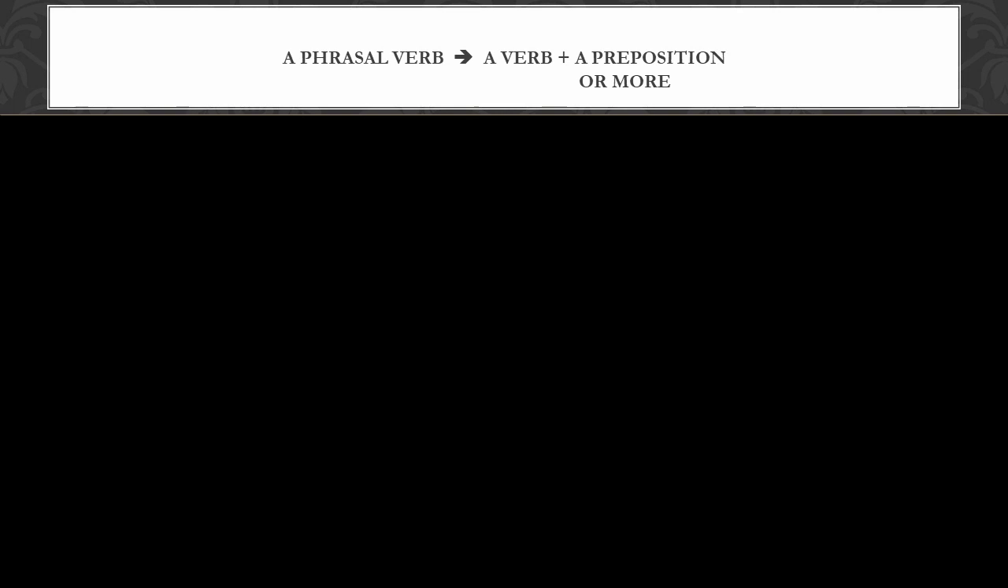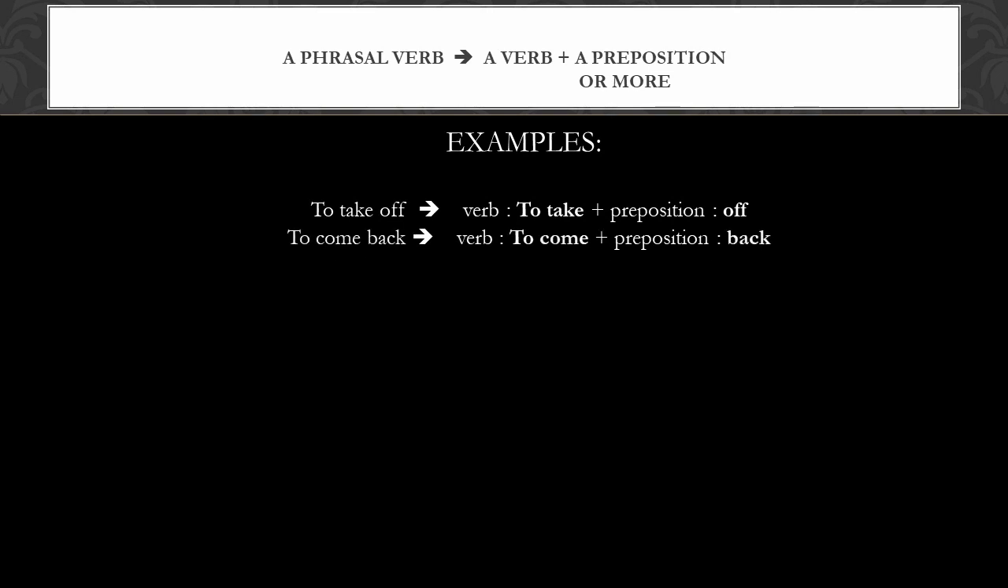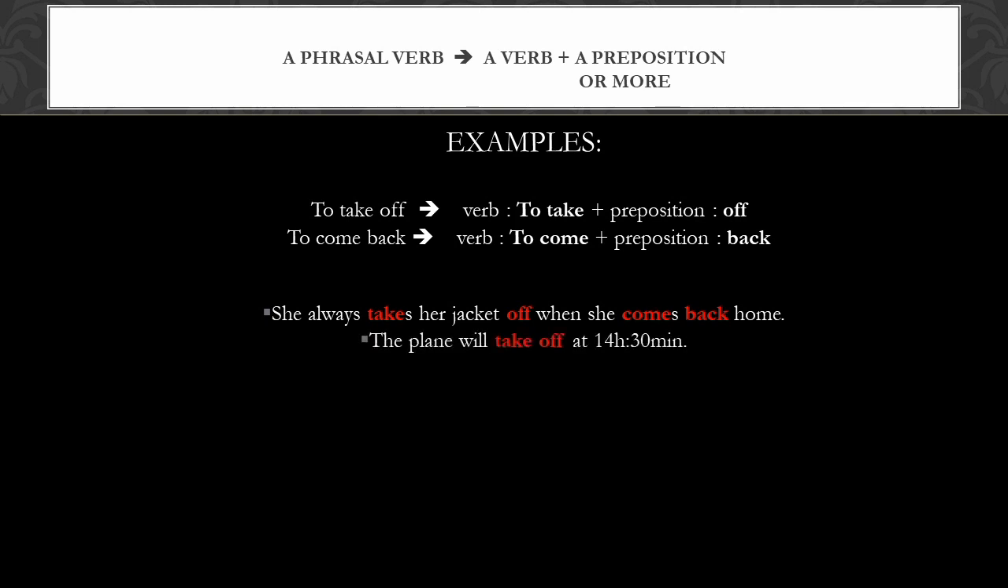So to elaborate more on what I have just said, let's have a look at these examples. The first example is to take off. The verb is to take and the preposition is off. The second example is to come back. The verb is to come and the preposition is back. In a sentence, we would say, she always takes her jacket off when she comes back home. Another example, the plane will take off at 2:30.